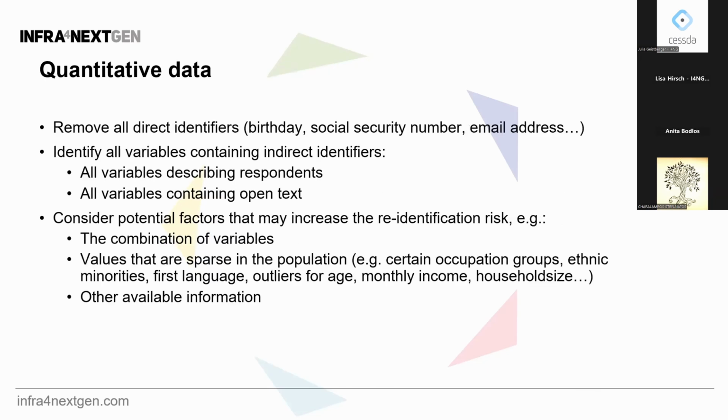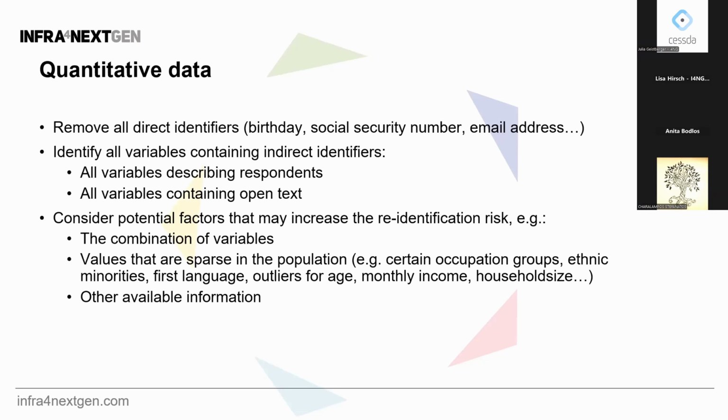So how does this work for quantitative data? First thing, as I've mentioned before, remove all direct identifiers like the birthday, social security number, email addresses, etc. Then researchers have to identify all variables that are potentially indirect identifiers. Basically, all variables describing respondents or demographic information, and also all variables containing open text.